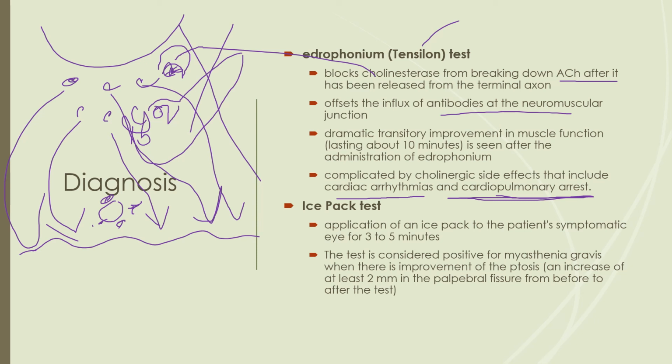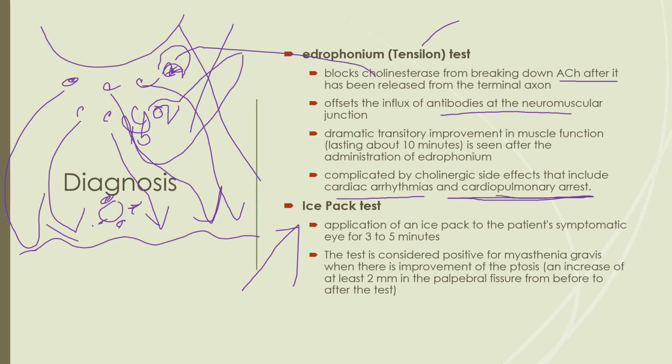So if their heart's not strong enough, let's say this patient already has congestive heart failure, or let's say they already have an arrhythmia or a very sick heart to begin with, maybe we don't do the Tensilon test. Maybe we do something like the ice pack test. Maybe we move on to a different way of looking at this.